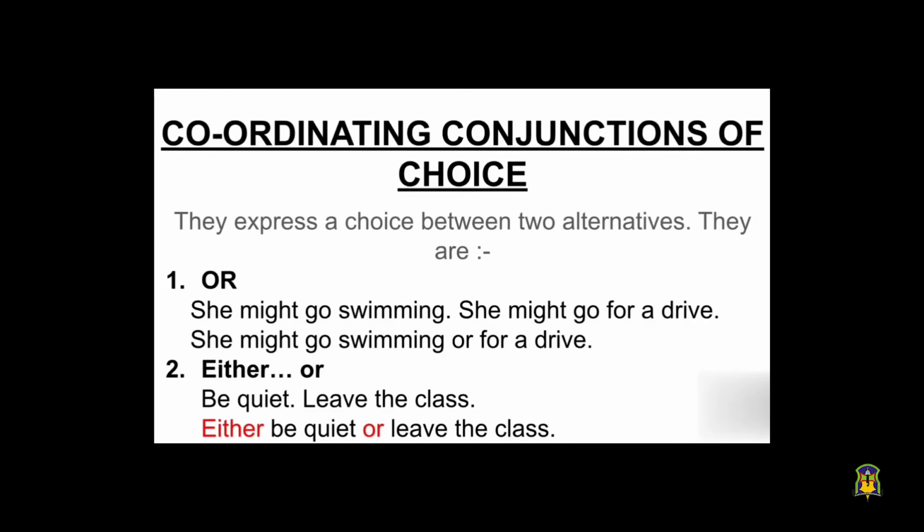Next conjunction of choice, coordinating conjunction of choice, is either or. Be quiet, leave the class. So these two sentences we have combined with each other by either or. Either be quiet or leave the class. So in this way we can use coordinating conjunctions of choice.